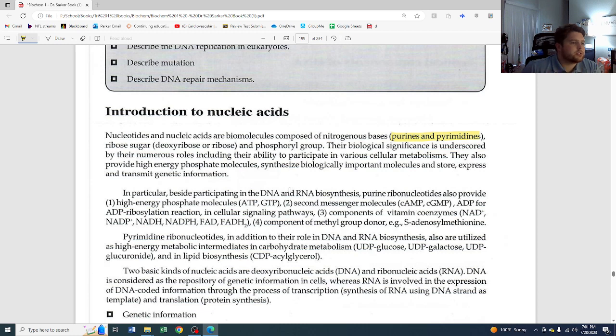Their biological significance is underscored by their numerous roles, including their ability to participate in various cellular metabolisms. They also provide high-energy phosphate molecules, synthesize biologically important molecules, and store, express, and transmit genetic information. We'll focus quite a bit on this one here, the transmitting genetic information.